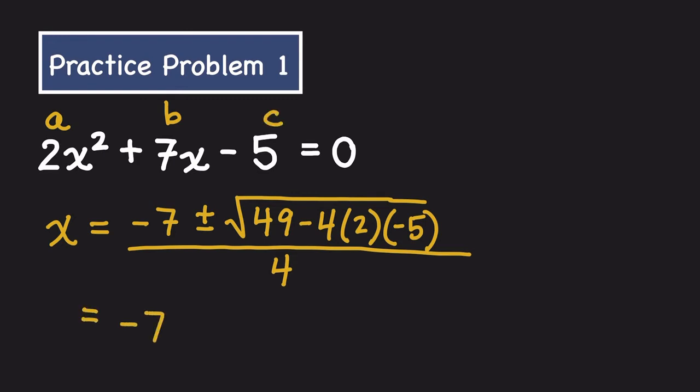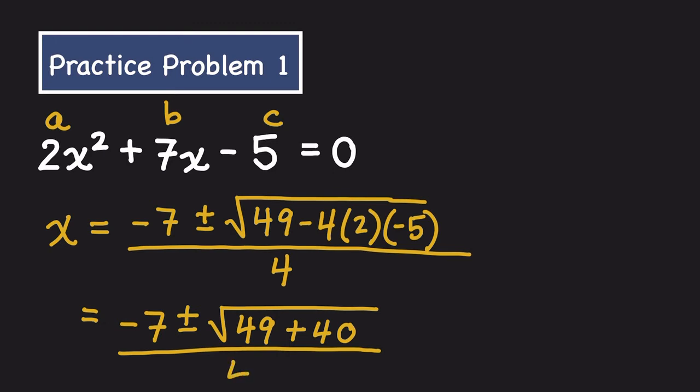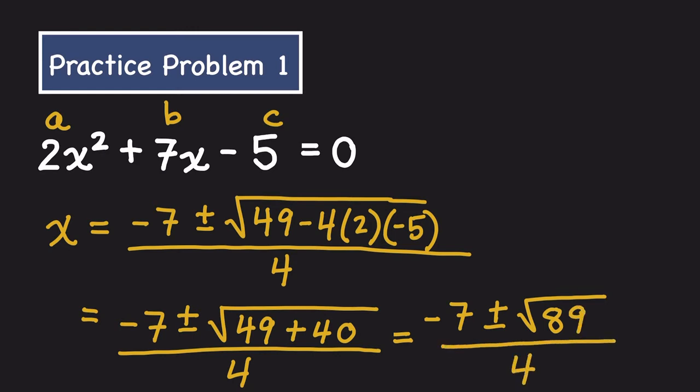So we'll have a negative 7 plus or minus the square root of 49. We have negative 4 times 2, that's 8, times another negative 5, and that's going to be positive 40. And this will all be over 4. And now we'll have negative 7 plus or minus the square root of 89 over 4. And I believe that 89 is a prime number, so we should be done.